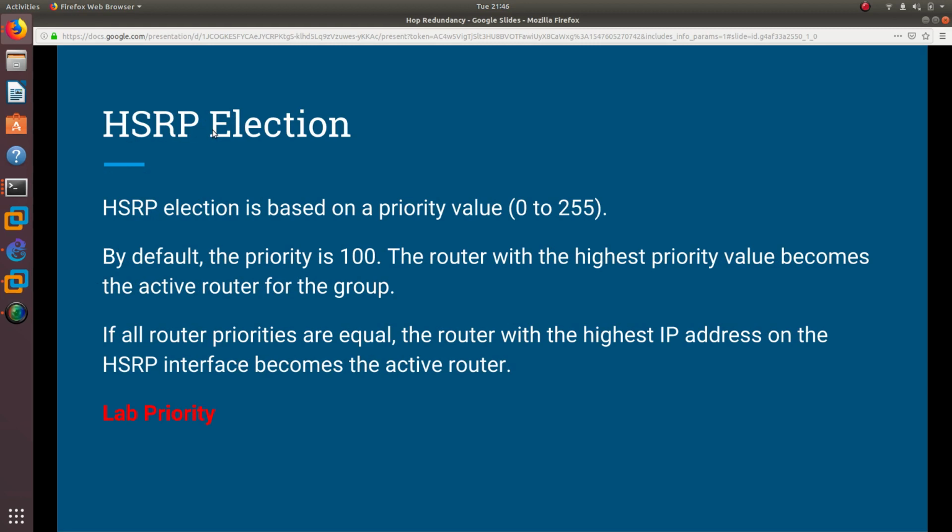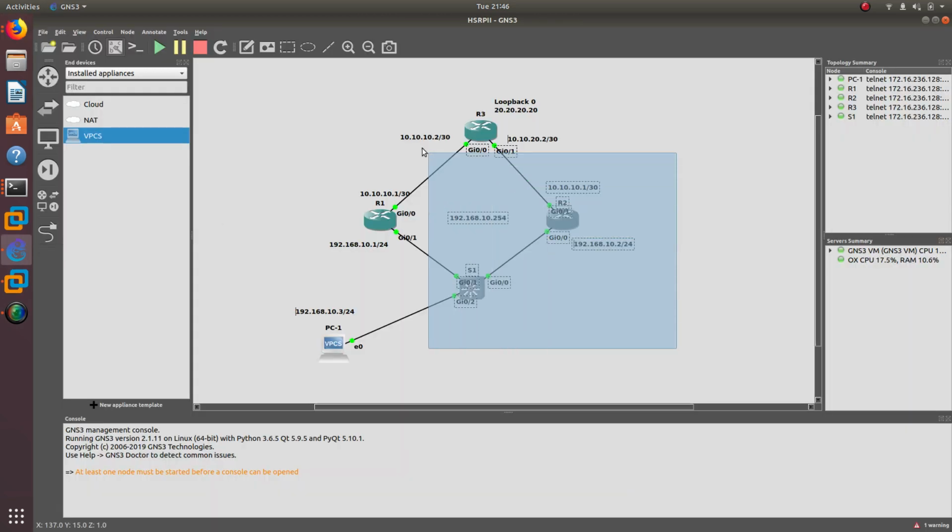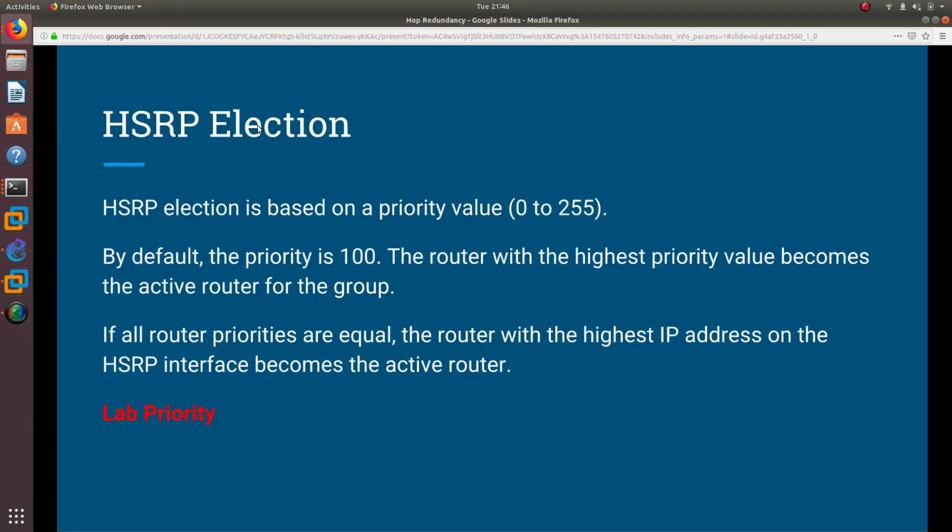In the video before, if you haven't watched it, go ahead and watch it. We talk about HSRP and how HSRP works, and we also configure a network, and we're still going to be using the same network. And again, you can configure the same network on Packet Tracer if you don't have GNS3, and it's going to work the same. Okay, so let's go ahead and talk about this election and how it works.